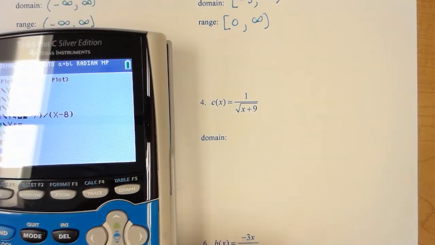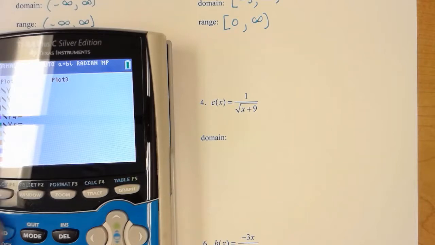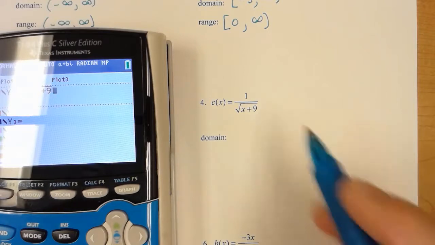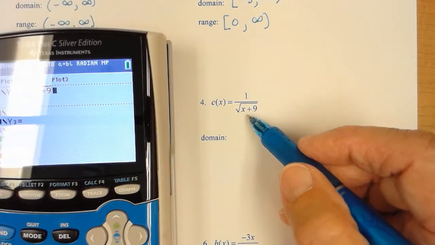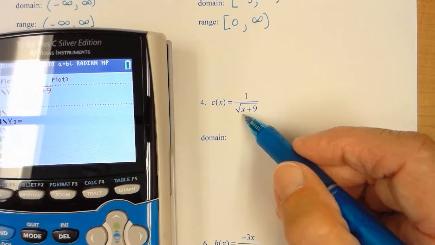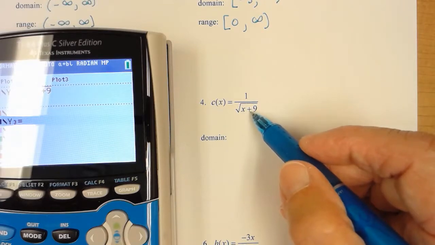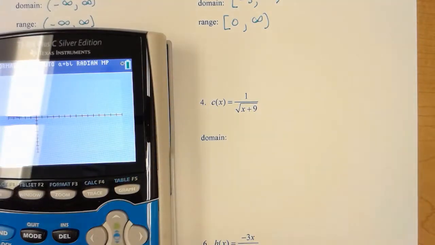So let me clear this one. So I've got 1 divided by square root x plus 9. So I'm going to have issues with x at negative 10, negative 11, negative 9. If I have negative 9 here, I'll have division by 0, so I actually can't use negative 9. Let's see what our graph looks like. I'm going to have to change my window. So I'll do zoom 6.